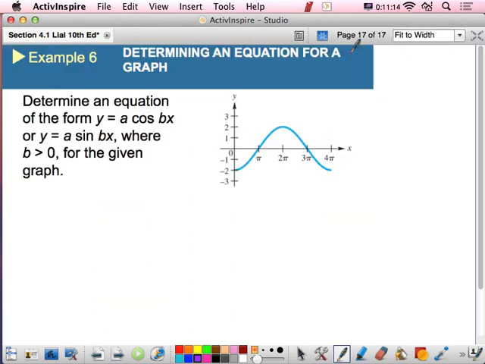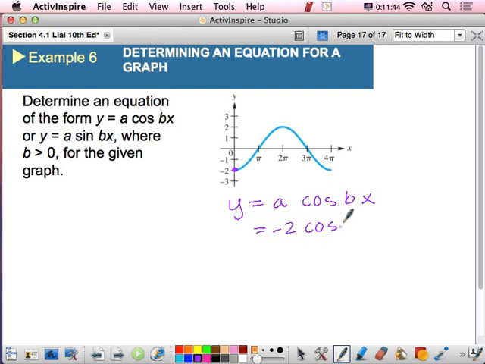Okay, so for this example, the final example, I've given you the graph of a trig function, and I want you to come up with the equation. So we know that it's a cosine graph because it doesn't go through the origin. So we know that it has to be y equals A cosine Bx. So all we have to do is figure out what A and B are. Well, we can look at the graph and we can see that it goes through the point 0, negative 2 first, which means that the A value must be negative 2.